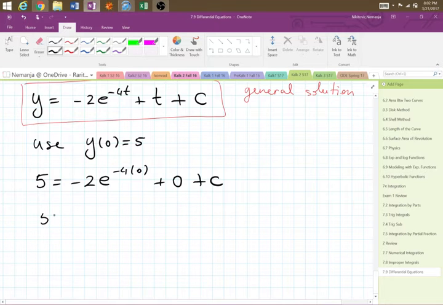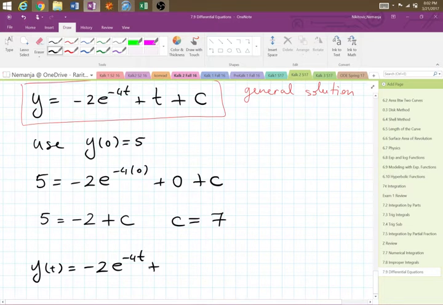5 is equal to negative 2 plus c. So c is equal to 7. So now the solution is y of t, negative 2e to the negative 4t plus t plus 7. This is called particular solution.